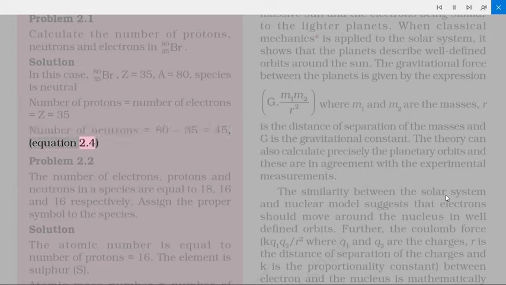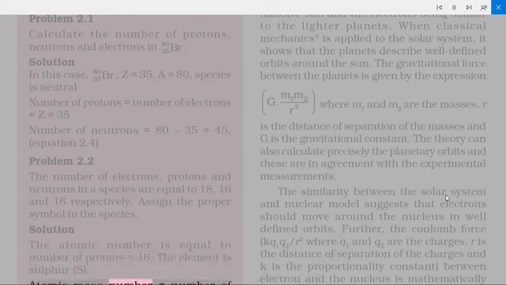Problem 2.2. The number of electrons, protons and neutrons in a species are equal to 18, 16 and 16 respectively. Assign the proper symbol to the species. Solution: the atomic number is equal to the number of protons, which is 16. The element is sulfur, S.